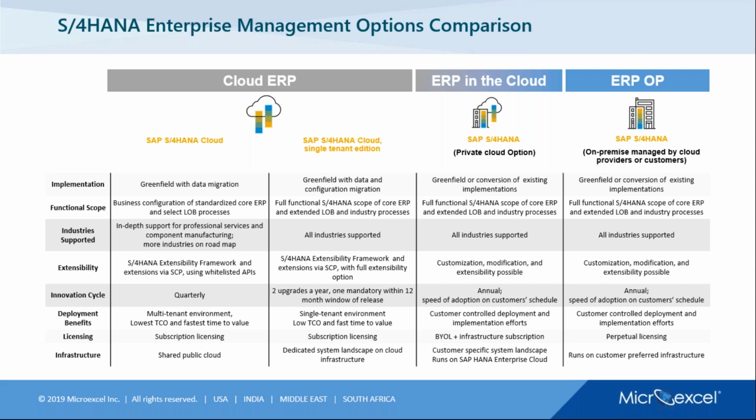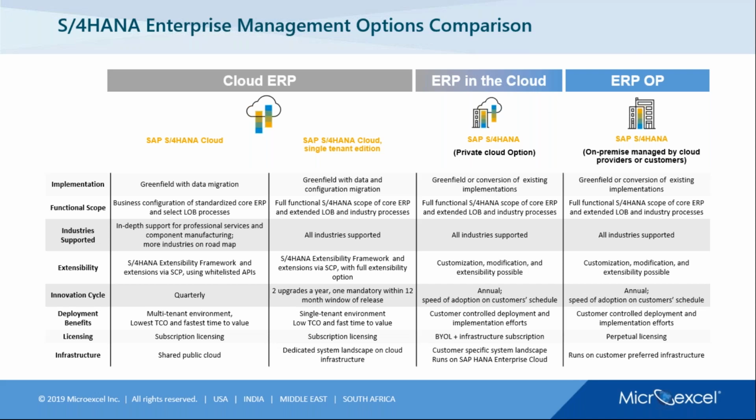When it comes to the single tenant, there is a vast difference when it comes to the functional scope. The single tenant edition supports all industries, all business processes, all lines of businesses as well. So that means it's a full scope ERP solution running in the cloud, and so is your private cloud on-premise option and an on-premise appliance option as well. That means besides the S/4HANA Cloud, the rest of the three solutions support all industries and all processes as well. So it's a full scope. The single tenant edition is a full scope ERP solution.